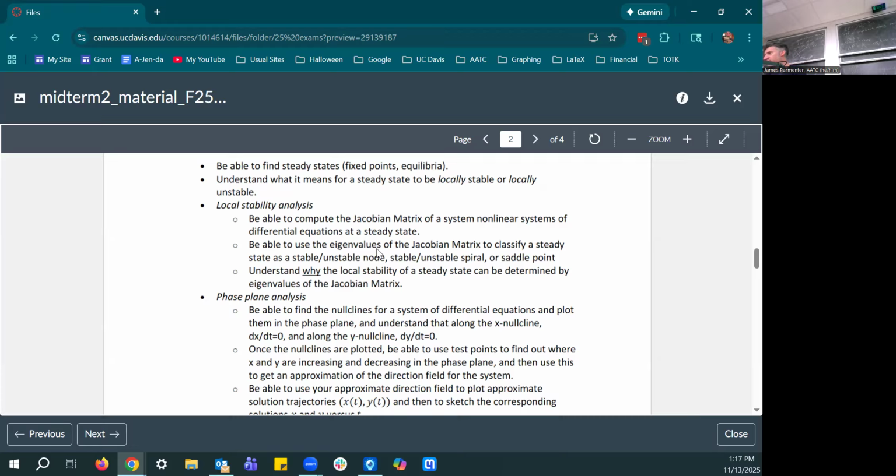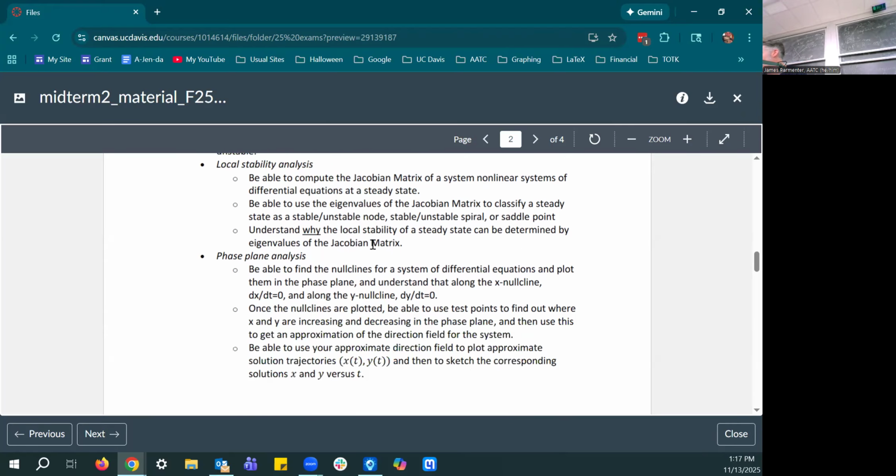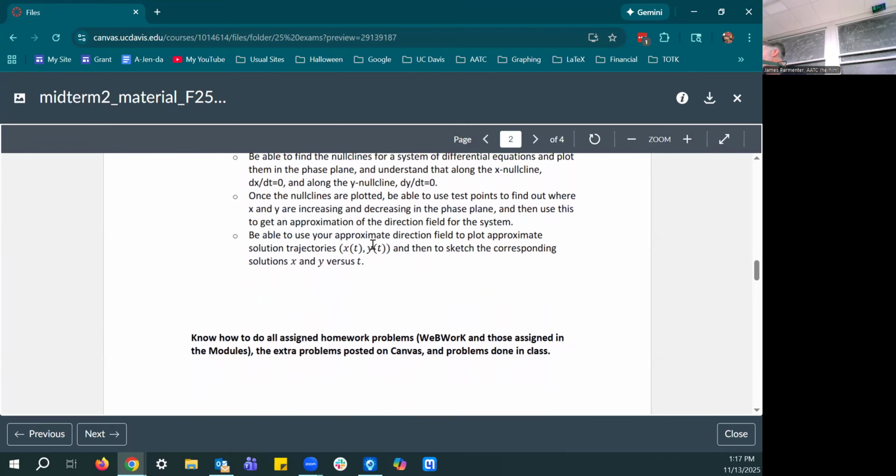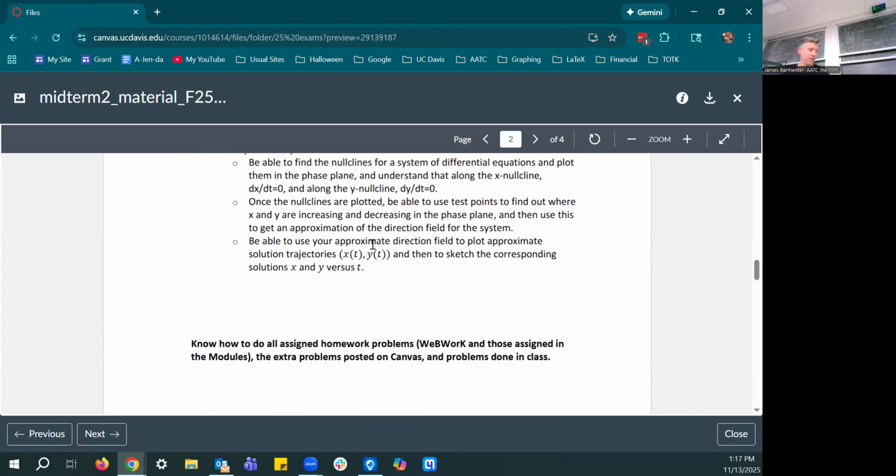Null lines, test points, which we just talked about. Be able to use your approximate direction field to plot approximate solution trajectories and then to sketch the corresponding solutions x and y versus t. Sure. So back to the one example we did before. So we could point out for this example we did earlier on, where'd you go? Sorry, I keep messing up where I'm at here.